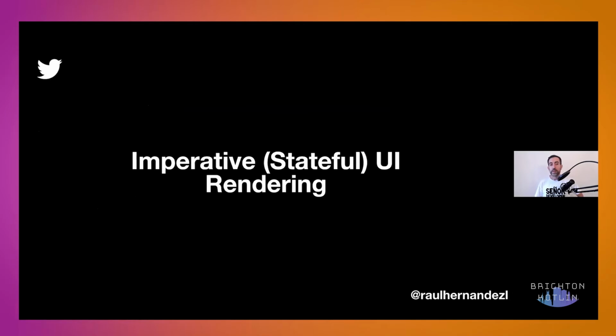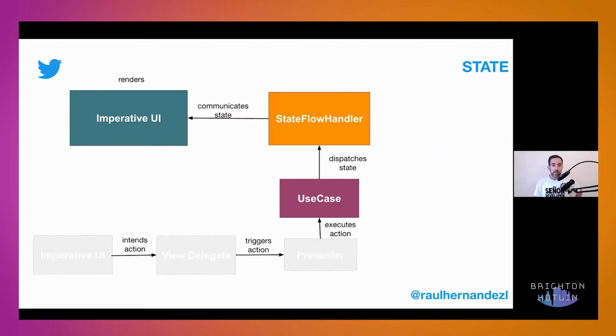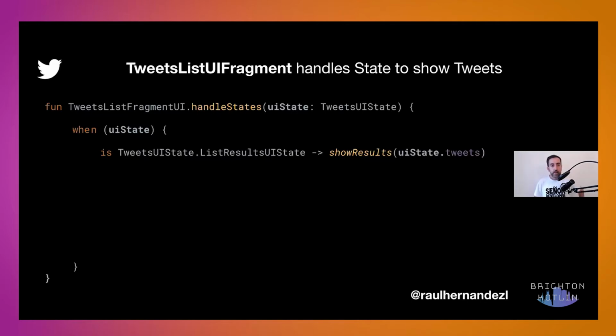And now let's see a few cases. Imperative stateful UI rendering. Why stateful? Because imperative UIs need to handle a state, and we'll see what that really means. So we have the use case that is dispatching the state, the stateful handler is communicating the state, and the imperative UI is rendering that state, right? So far, so good, nothing really complicated. So, handle those states: this is an extension function that I am passing this state for the UI inside.